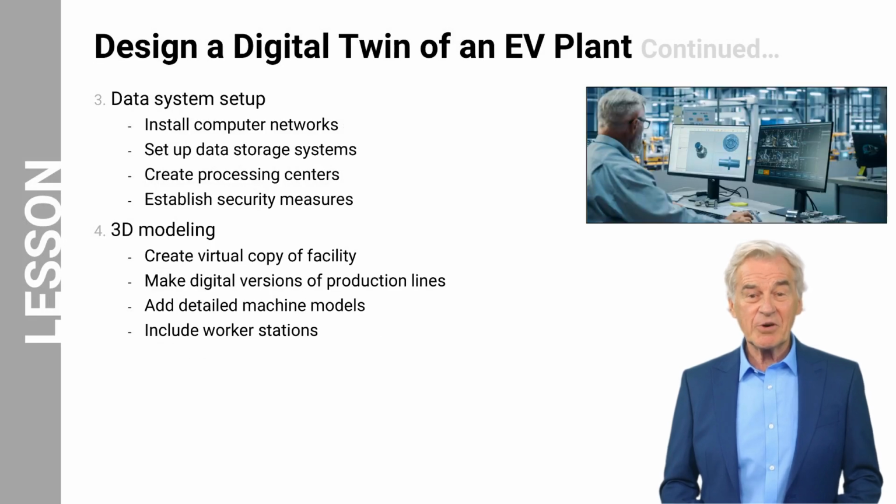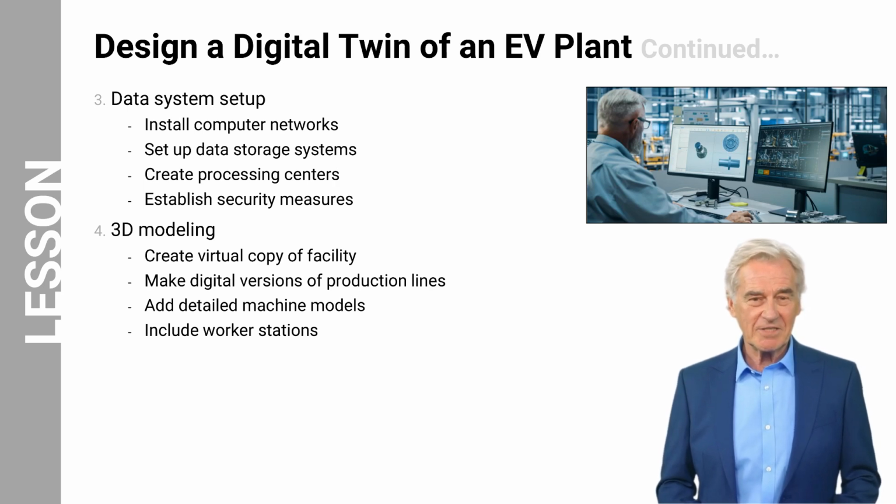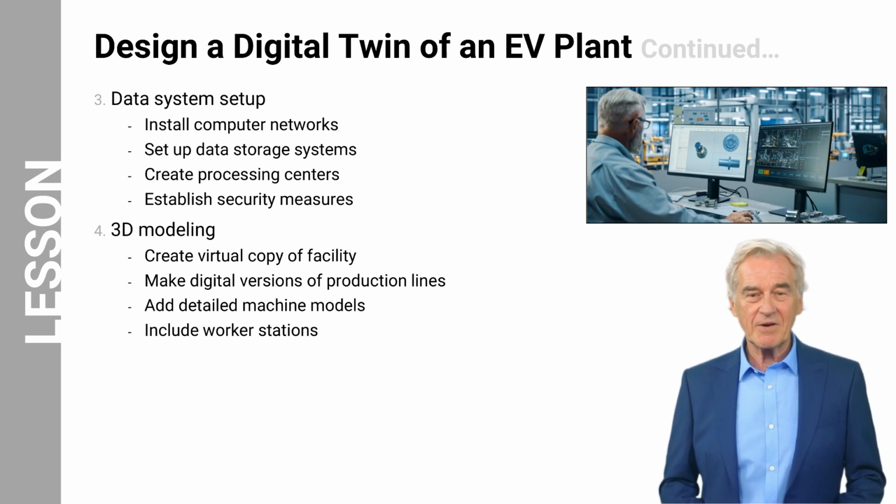The next two phases focus on data infrastructure and virtual modeling. The data system setup involves installing robust computer networks throughout the facility, implementing data storage systems to handle the information flow, setting up processing centers to manage the data, and establishing security measures to protect sensitive information. For the 3D modeling phase, engineers create an accurate virtual copy of the entire facility, including detailed digital versions of all production lines, precise machine models, and worker stations. This virtual representation needs to match the physical facility exactly to ensure accurate monitoring and analysis.